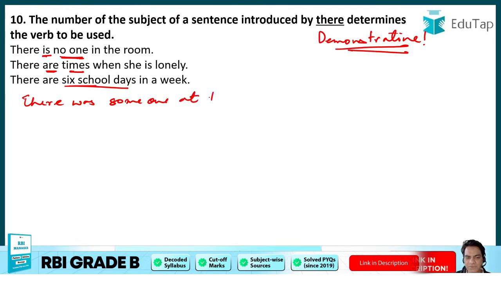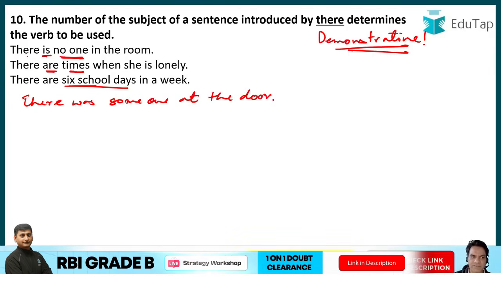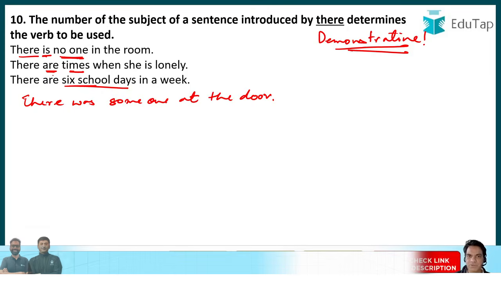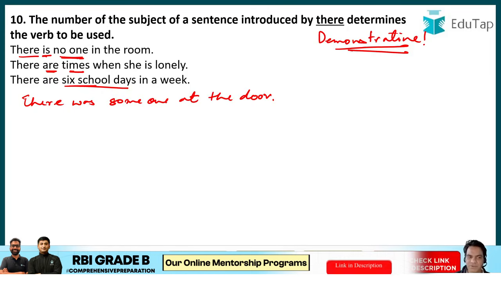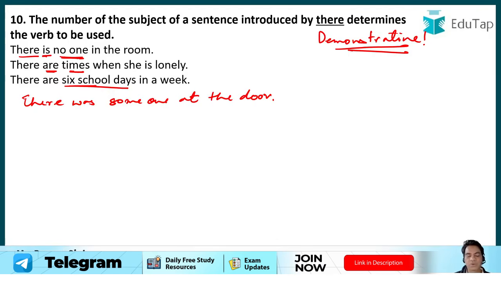So how do we decide the verb in a sentence that begins with there? You have to look at the first noun that falls after there. The first noun will decide which verb to be used here. There was someone at the door. There was no one at the door. There were many students in the park. There are many vehicles on the road. There is no one on the road.